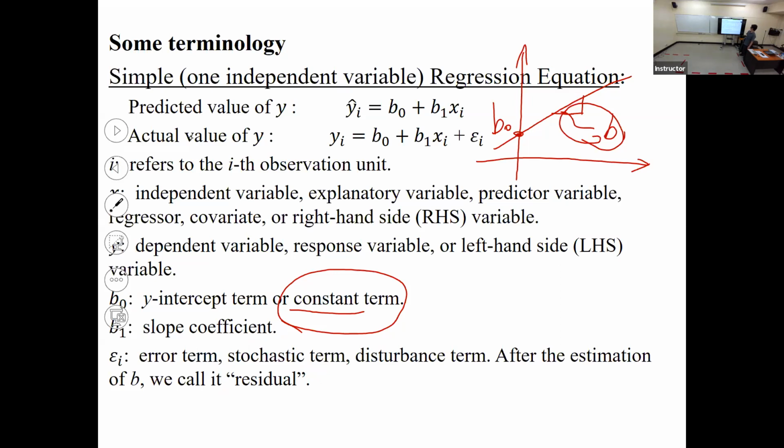Any question about this? Just terminology, so you just need to get used to it.